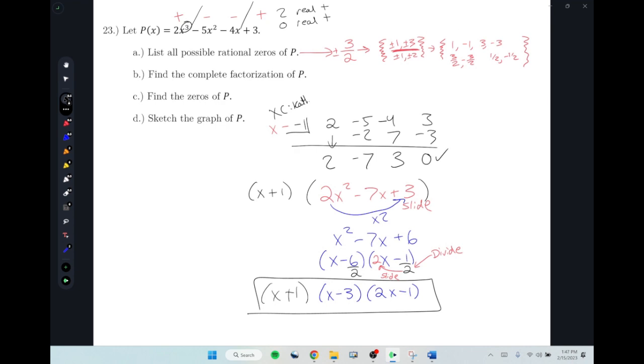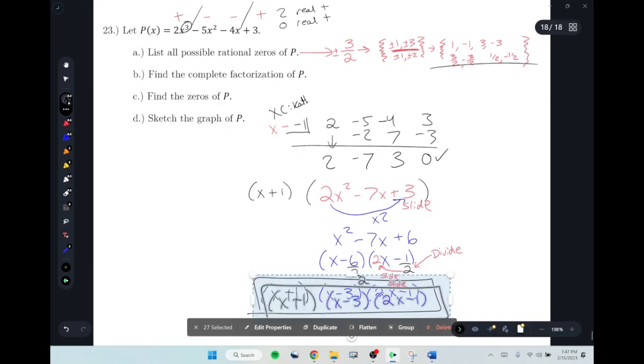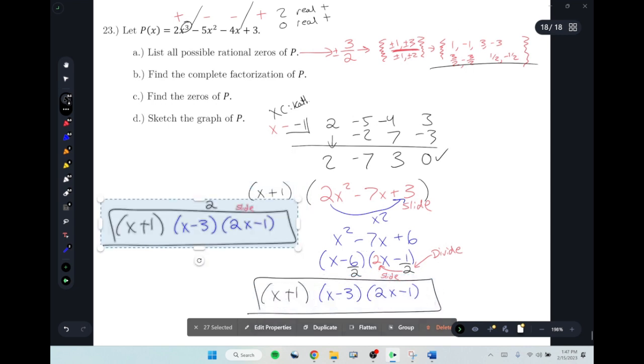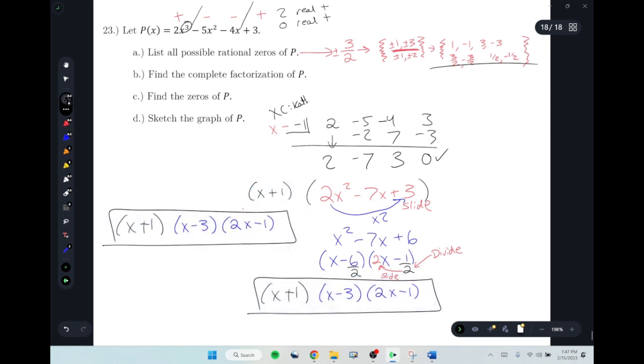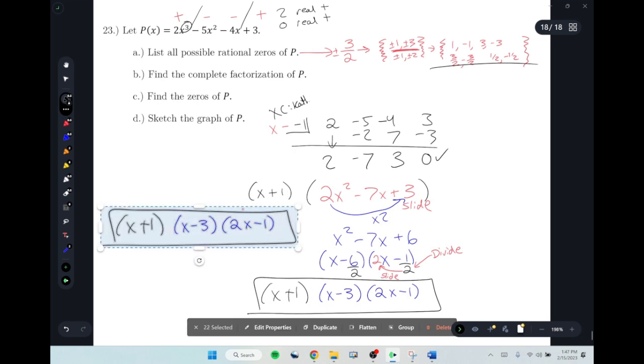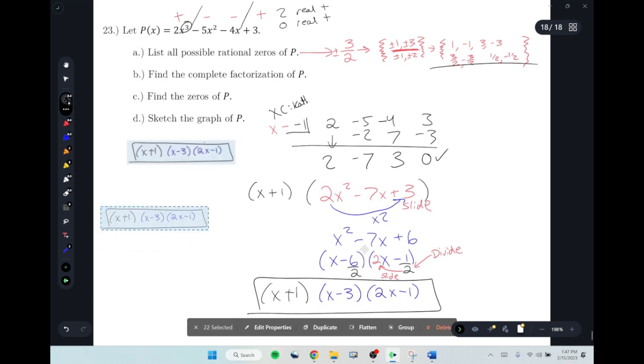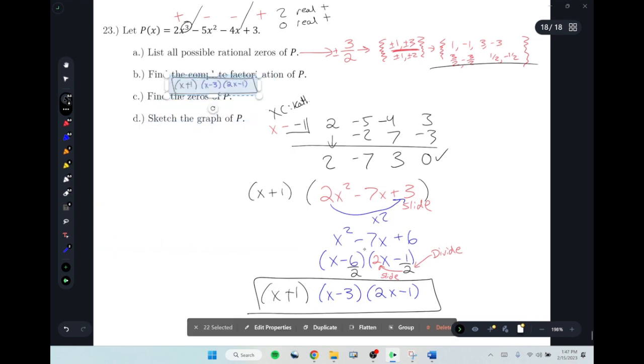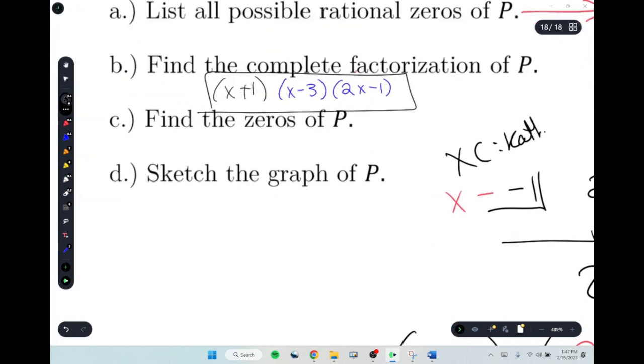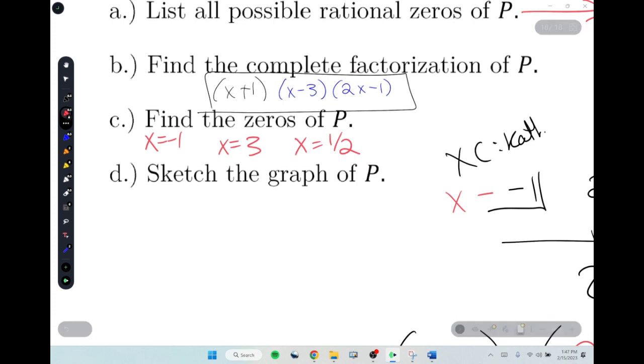So it said, find all possible rationals. We did it. Find the complete factorization. We did it. Find the zeros. That's like a 1 second problem once you get this done. Right? What are the zeros then, if we just zoom in real big and say, oh, look, I know the zeros from that. X equals -1. X equals, looks like, 1/2. Set it equal to 0 and solve if you're not that quick in your brain. That's okay. Sketch the graph takes like 2 seconds now and then we're done.